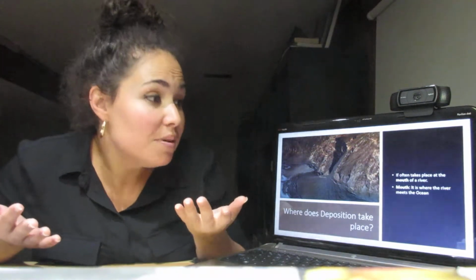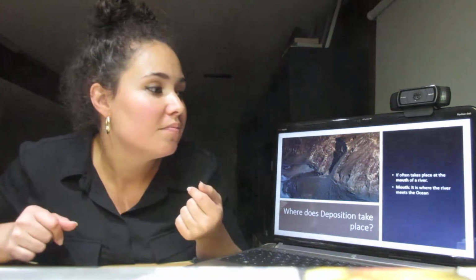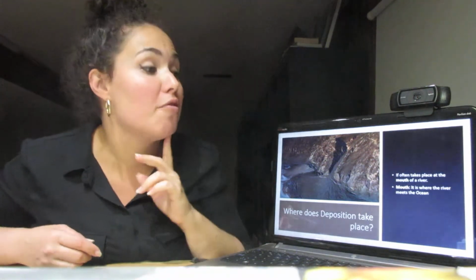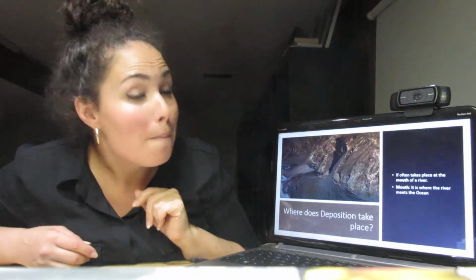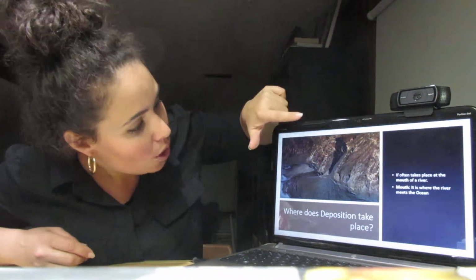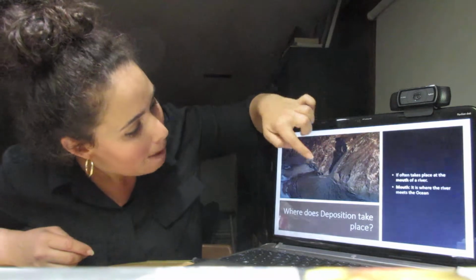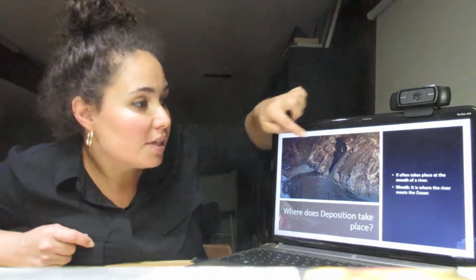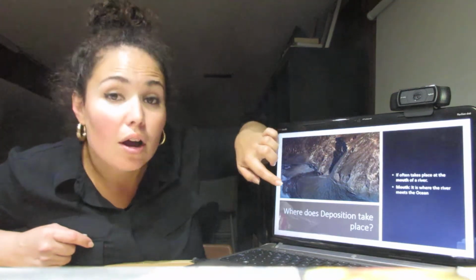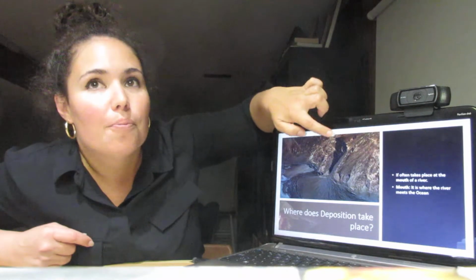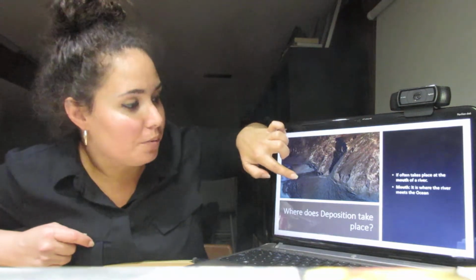So where does deposition take place? It often takes place at the mouth of the river. So the mouth of the river is where the river meets the ocean. So this is where the river meets the ocean, as we can see on this picture. And we can also see all the small pieces of rocks or soil that were deposited from the river into the ocean.